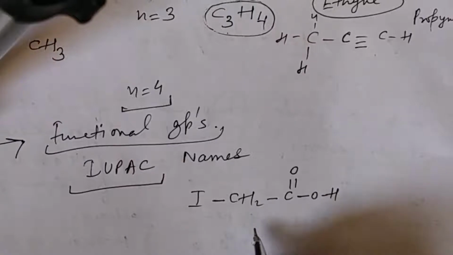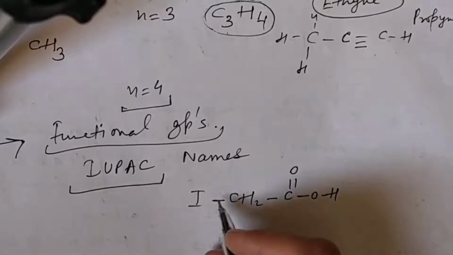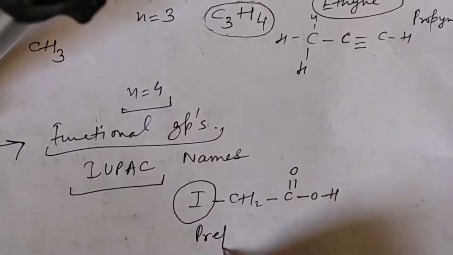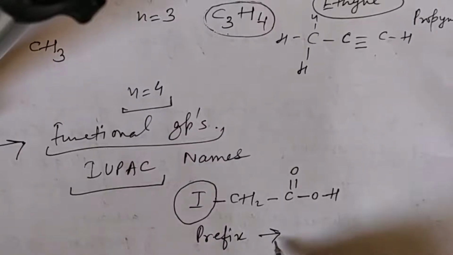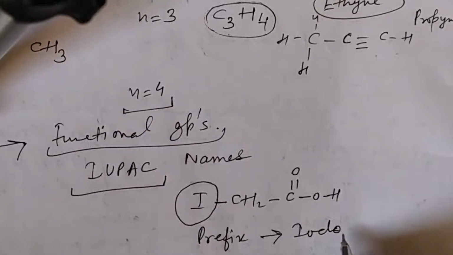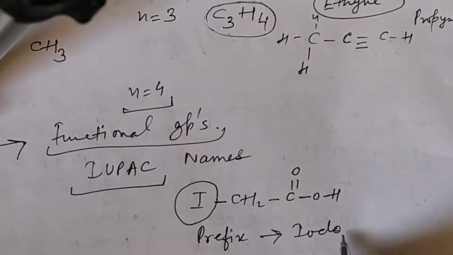Okay, so when we write the IUPAC name, how will you write it? This is the substituent group called the iodo group. The prefix is written first, and here it is iodo. What is iodo? It is the prefix that you have to write first in the IUPAC name. Then after writing the prefix, you have to write the word root.